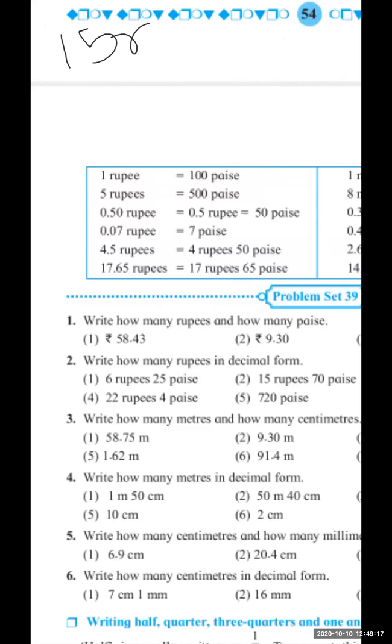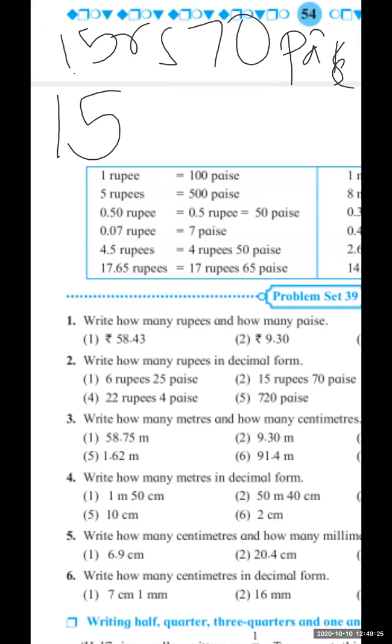15 rupees 70 paise. How will this come? 15 is a whole number, so we'll write it directly. Point, because the whole number is over, so we'll put a decimal point and write the fraction. So 70 will come, 70 paise. So we have written this in decimal form: 15.70 rupees. इतना सिंपल सा है.